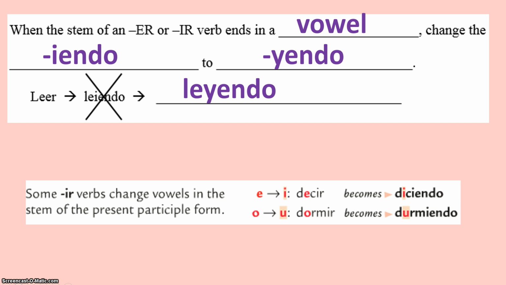Another exception I have is that some IR verbs change vowels in the stem of the present participle form. For example, decir has an E to I change and it becomes diciendo. Dormir has an O to U change and becomes durmiendo. These exceptions are just things that you have to memorize.